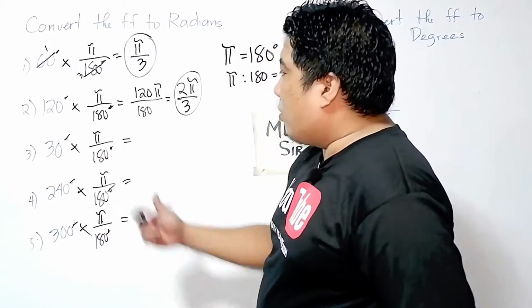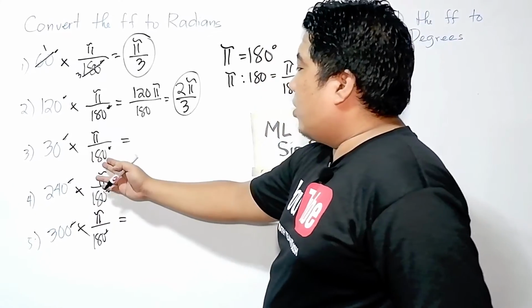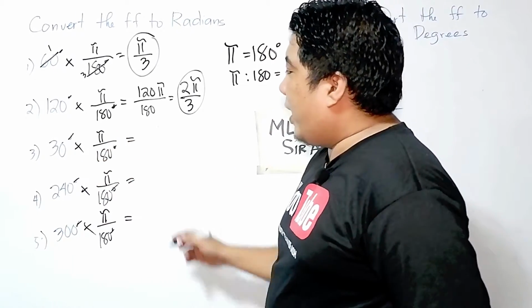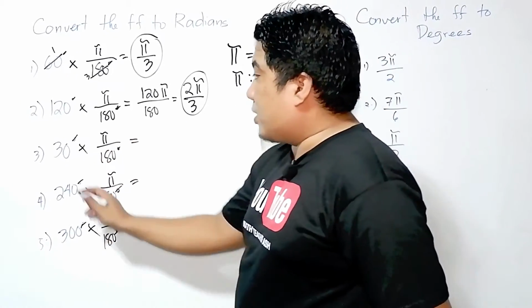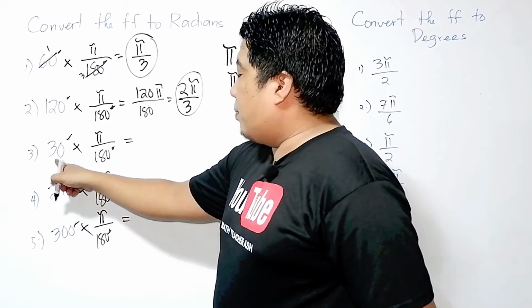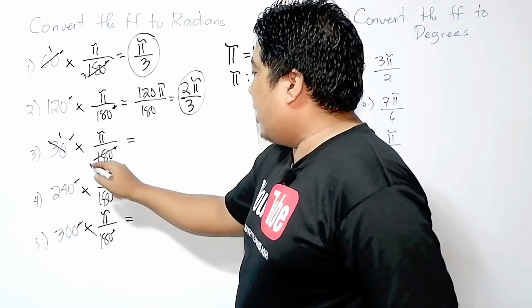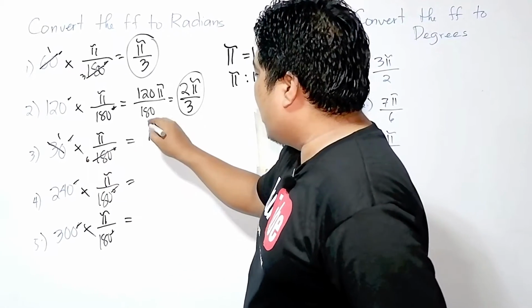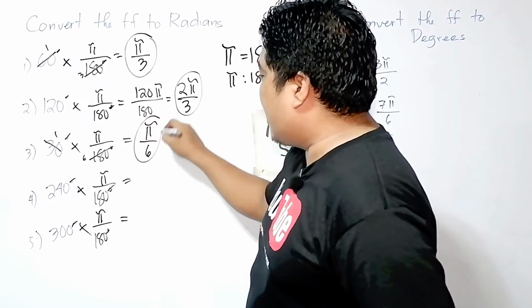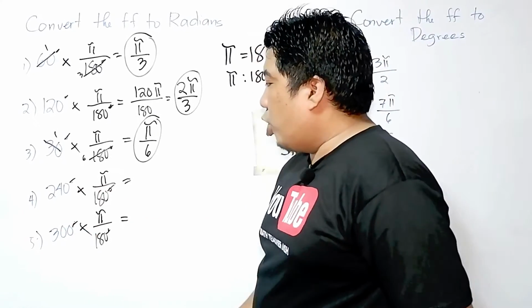Easy, right? Now, how about this one? We have 30 times pi over 180. So, we will use 30 as our GCF. So, 30 divided by 30, that will be 1. Okay? And 180 divided by 30, that will be 6. So, giving us pi over 6. And that's it.